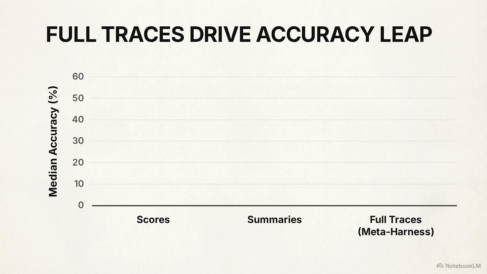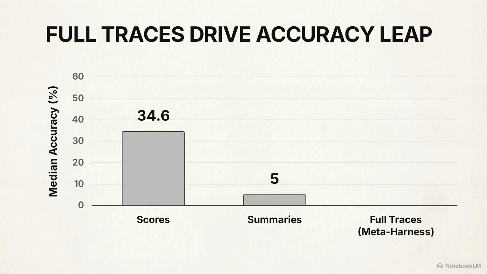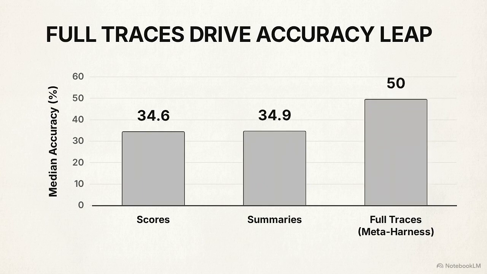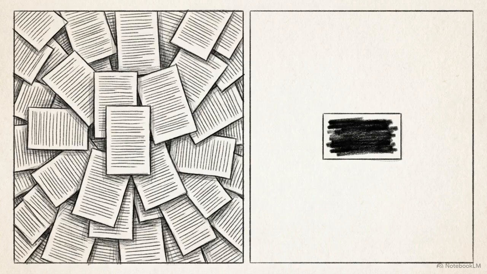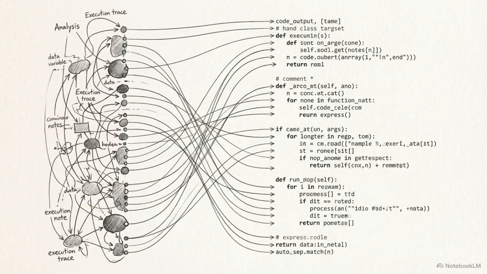This chart shows the performance disparity across feedback modes. Restricting to scalar evaluation scores results in 34.6 median accuracy. LLM-generated summaries yield virtually identical results at 34.9. When we introduce the full meta-harness interface, median accuracy leaps to 50.0. The implication is clear. Summaries actively compress away the precise diagnostic details required to fix complex code. Raw, uncompressed traces are mandatory for optimizing complex logic in any automated engineering system.